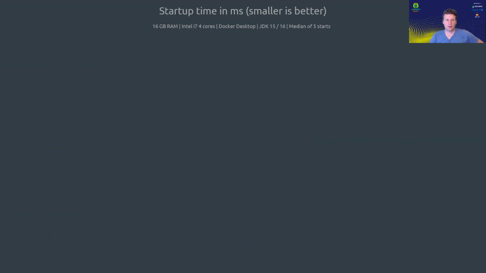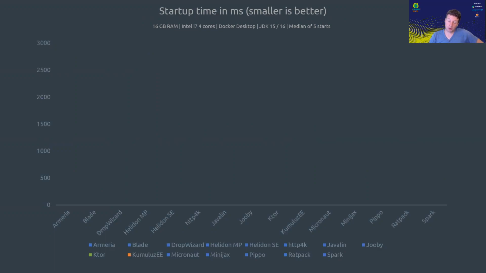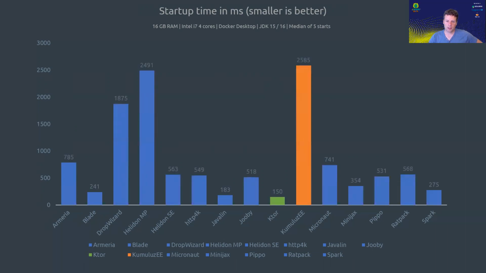Then the startup time, because, well, you want a micro framework to be fast, of course. What I did, I ran it on my own machine, which has 16 gig of RAM and an i7 4-core processor. I'm using Docker Desktop on Windows 10, by the way. I used JDK 16 for almost all of them. Only Quarkus is on 15 because it doesn't support 16 yet. And I took the median of 5 runs. And then you come up with this.